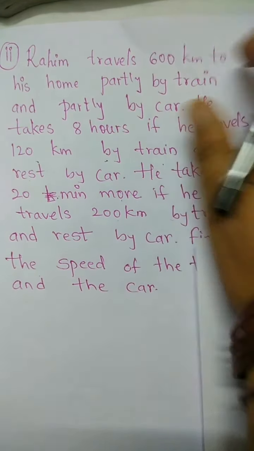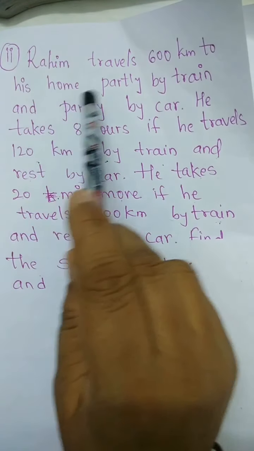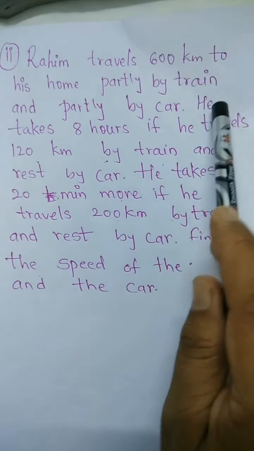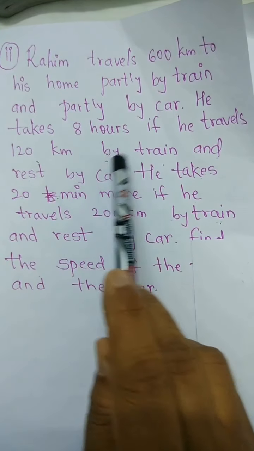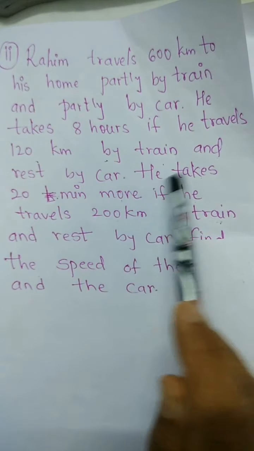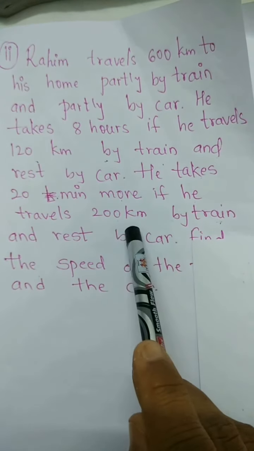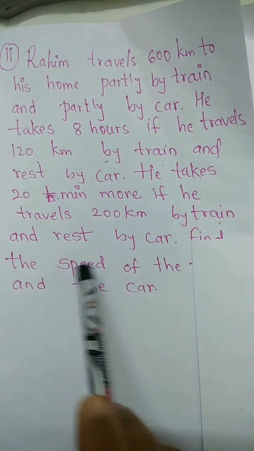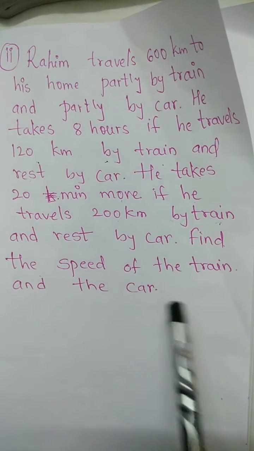In the second question, Rahim travels 600 km to his home partly by train and partly by car. He takes 8 hours if he travels 120 km by train and the rest by car. He takes 20 minutes more if he travels 200 km by train and the rest by car. Find the speed of the train and the car.